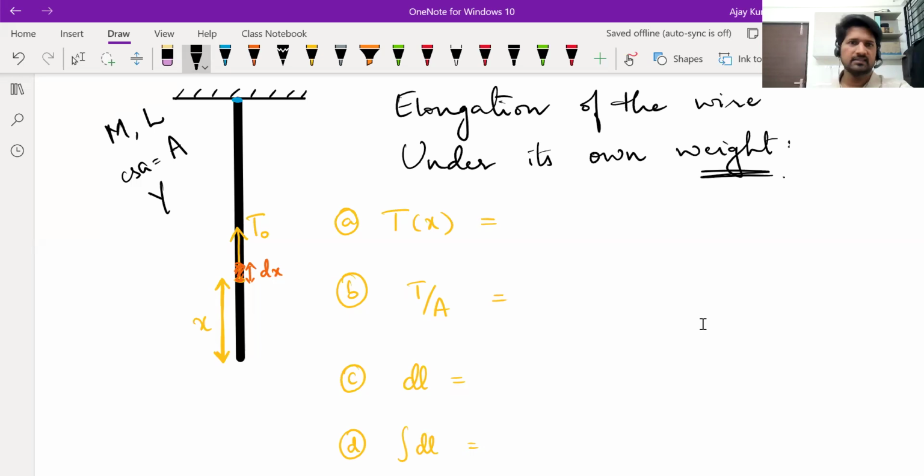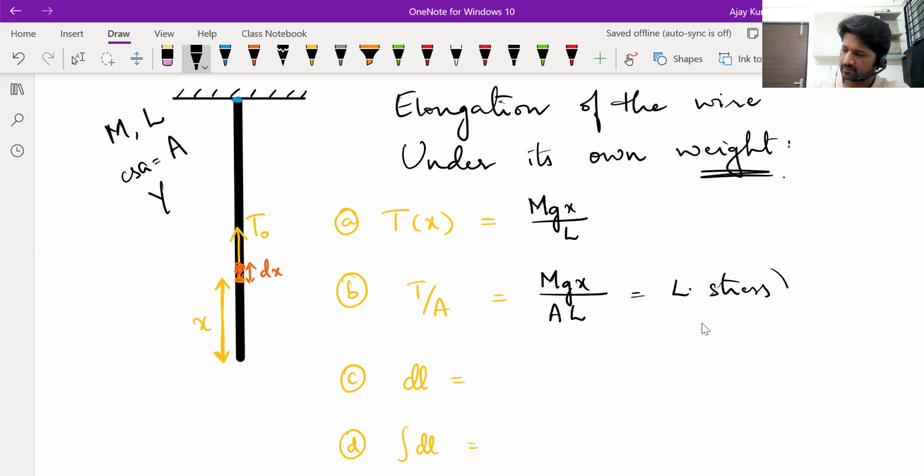See, the tension at a distance x from the free end we had derived yesterday itself. It is mg x by L. M is the total mass, L is the total length. Then tension by area simply becomes mgx by AL. Area of cross section is uniform throughout. So this becomes the longitudinal stress at that distance x from the free end.